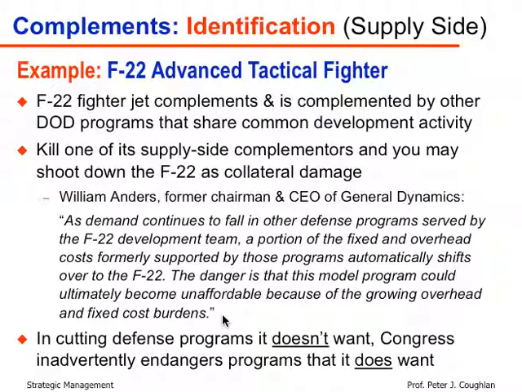But if you eliminate one development program, then the fixed cost burdens all shift to whatever is left, raising the cost. And so what it means is that if you kill one of the supply-side complements, you may, to use a bad metaphor here, shoot down the F-22 as collateral damage, right? Because you're going to raise the cost of this program. But it's cheaper if I can supply A and B. My cost of supplying each individual one is lower, right? So what could happen is, in cutting defense programs it doesn't want, Congress could inadvertently endanger programs that it does want, because of not recognizing the supply-side complementarity.